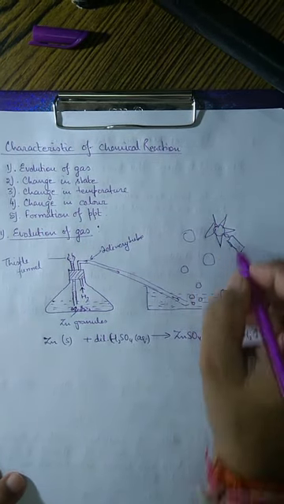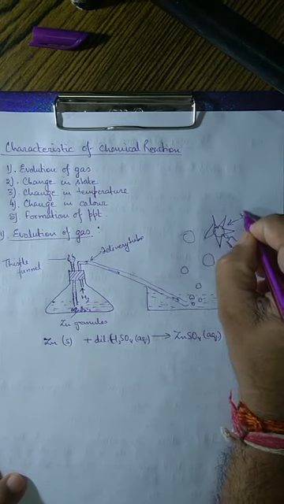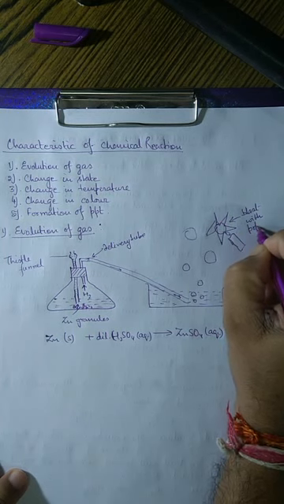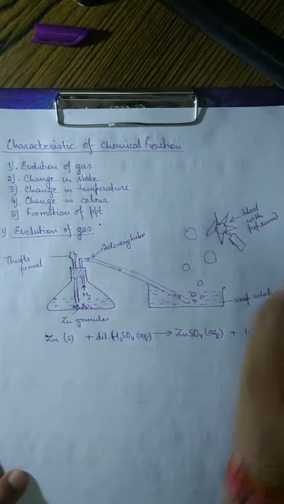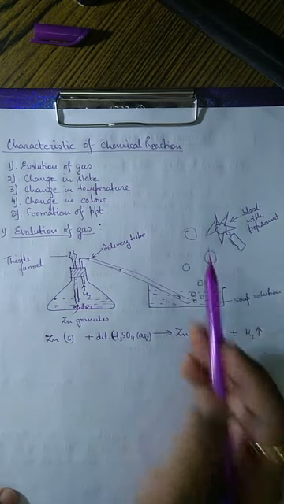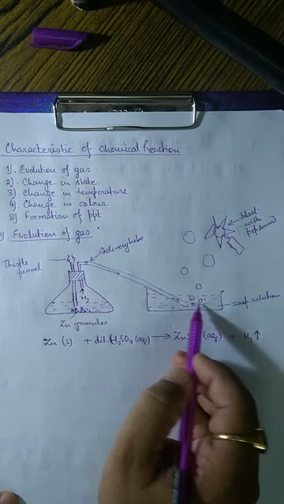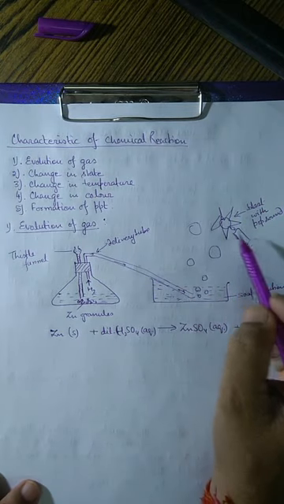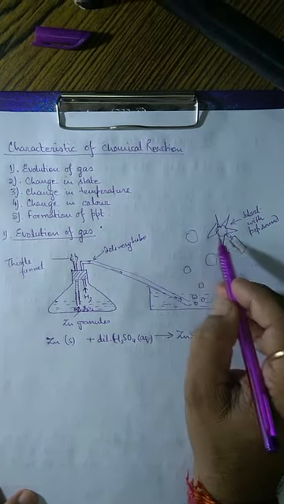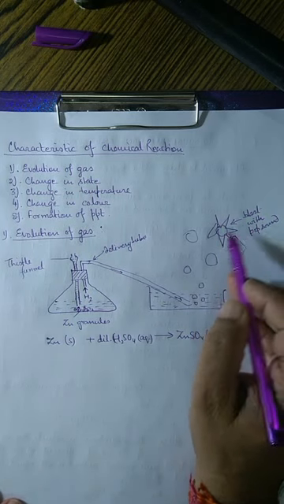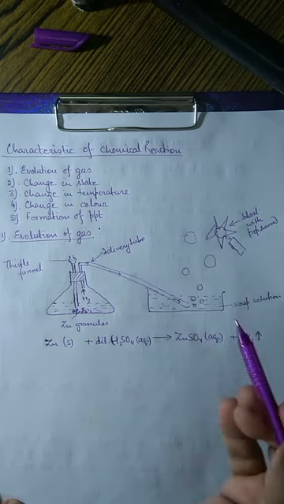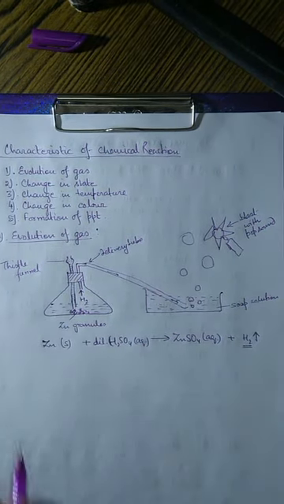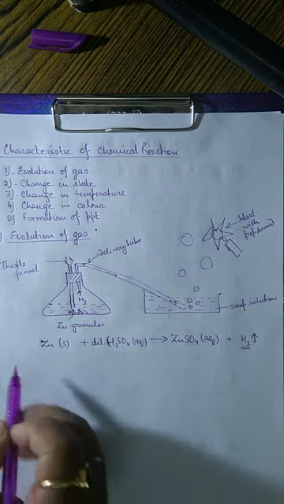with pop sound. There is a blast with pop sound. It means that hydrogen gas is produced here. This hydrogen gas forms bubbles trapped in the soap molecules, soap bubbles, and when a burning candle is brought near, it blasts with pop sound. This also confirms the formation of hydrogen gas. This is one of the characteristics, that is evolution of gas.